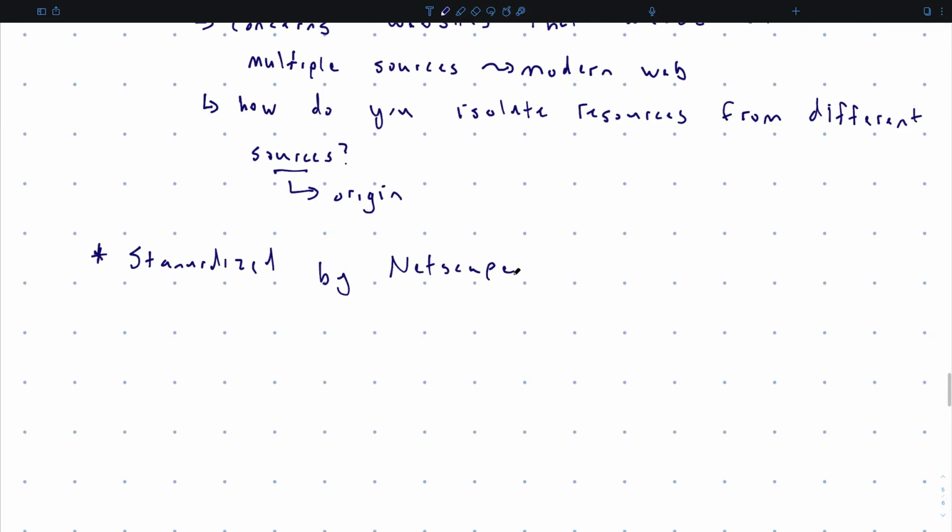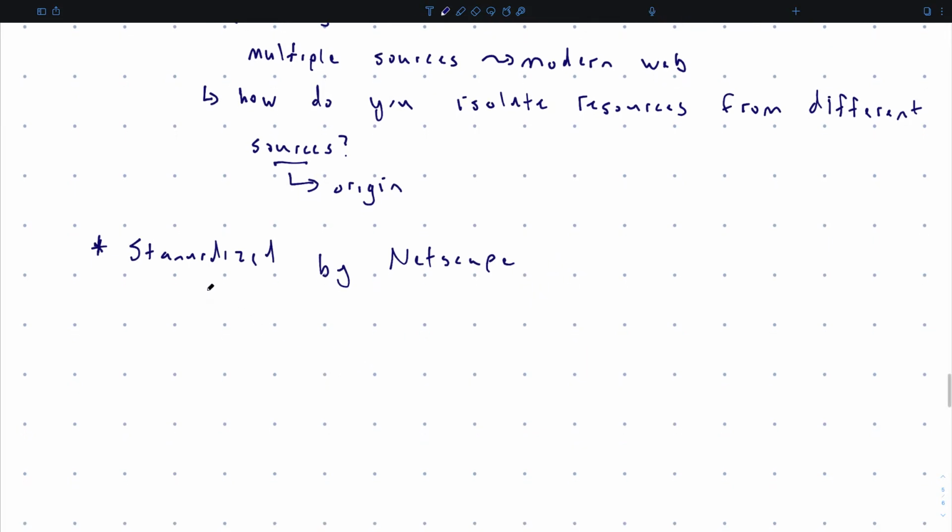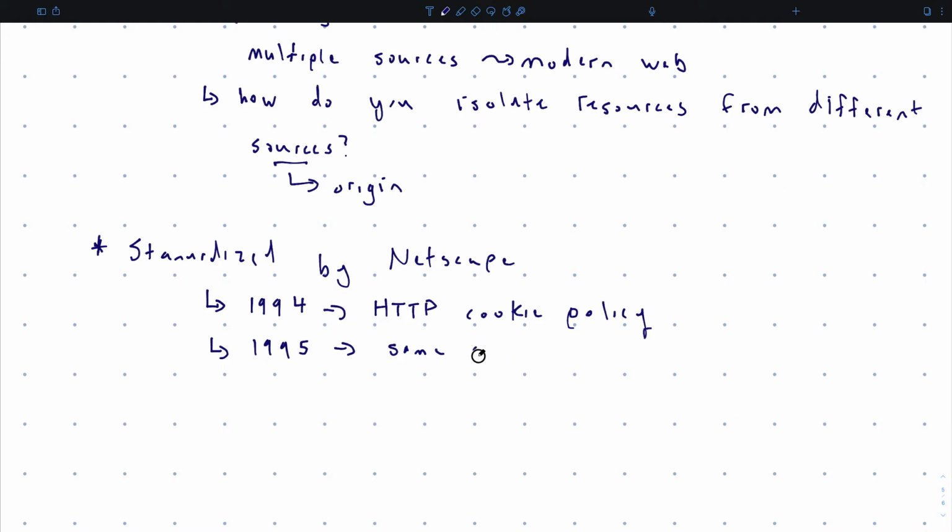So this was standardized by Netscape in the late 1900s. In 94, they came up with a policy for cookies. And then in 1995, they came up with the policy that we'll talk about, but I'm going to talk about both of them, which is the same origin policy itself.